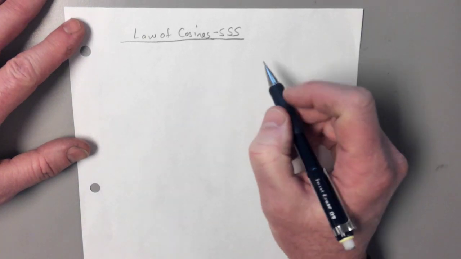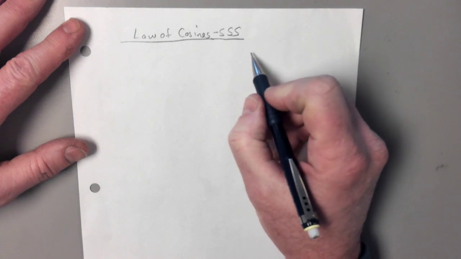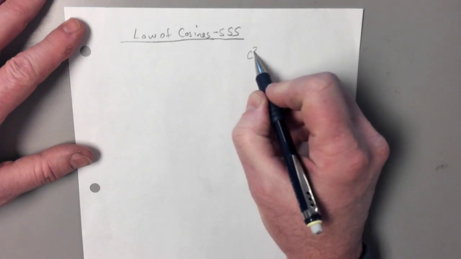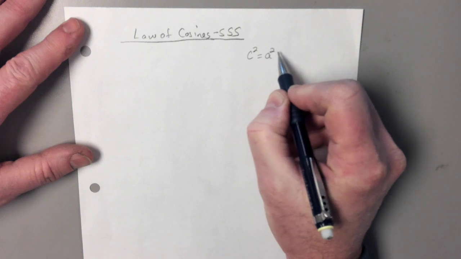Looking at the law of cosines, the second case of side, side, side. That's where you know all three sides but none of the angles. First, let's review what the law of cosines said. There were three different forms, but really they're all the same.